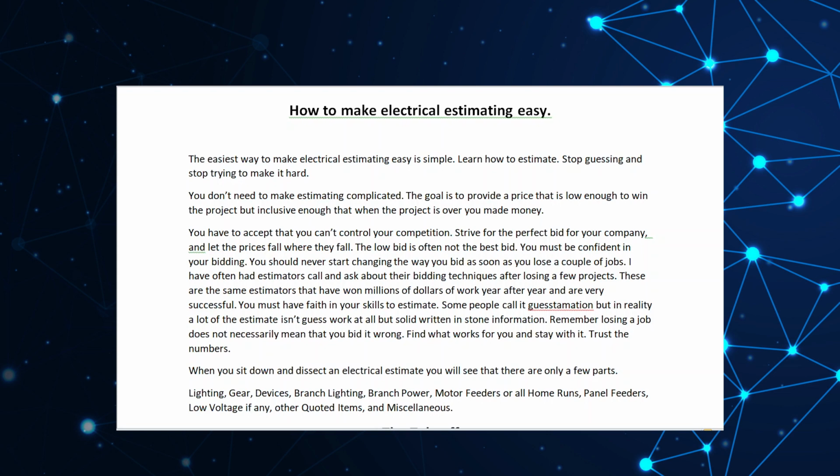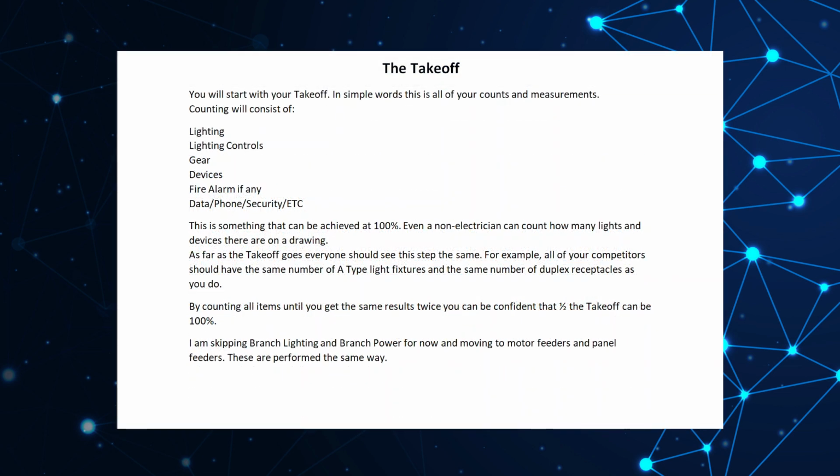If you dissect this down and take one of these at a time, you're going to find that you can estimate with confidence. So you start by simplifying estimating, and you break it down into two categories, the takeoff and the estimate. So we're going to start with the takeoff. In simple words, the takeoff is just the counting and measurement of everything that's on the plans. This usually consists of the lighting control, gear, devices, fire alarm if there is any, data, phone, structured cable, security, etc. This is something that you can achieve at 100%.